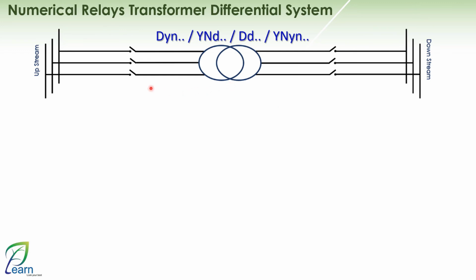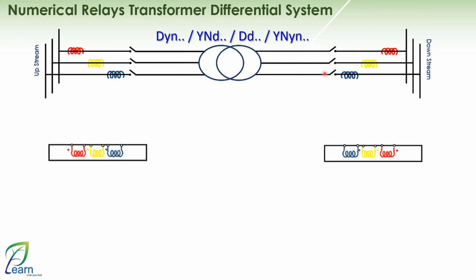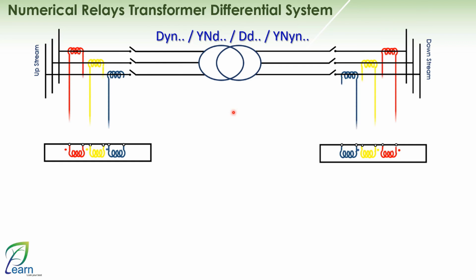Okay, let's now say that we have only one breaker on each side of the transformer, and therefore we will have only one CT, current transformer, on each side of the transformer. In this case, we need a numerical relay that contains two CT inputs, so that the CT on the high voltage side of the transformer is connected to one CT input of the two CT input numerical relay, and the CT on the low voltage side of the transformer is connected to the second CT input in the numerical relay. So, how will the connection be?